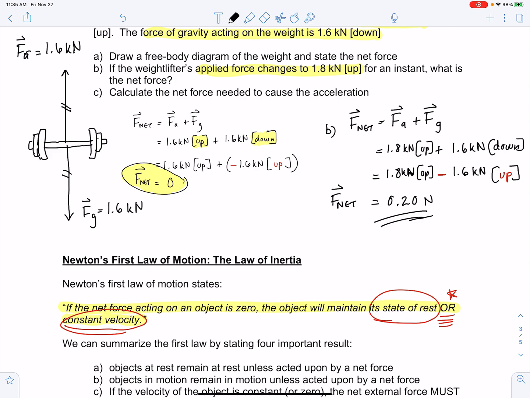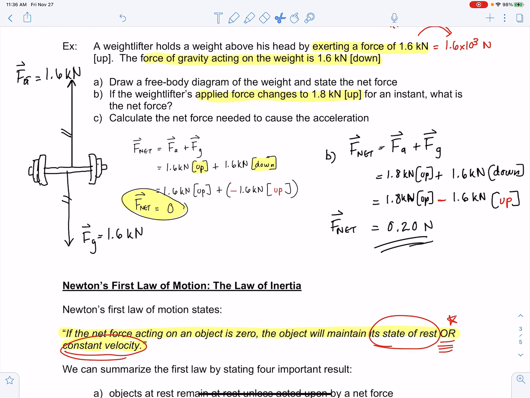Now here's a little hint. If this force gets bigger, then the weight is going to start to move up. And one of Newton's laws describes what happens when we change these forces when the net force is not zero. That'll be coming up in the next lesson.